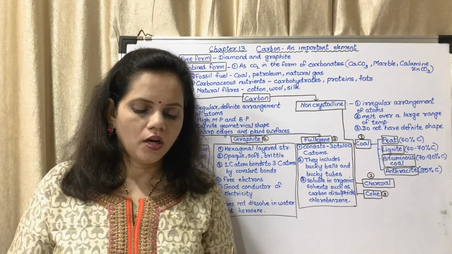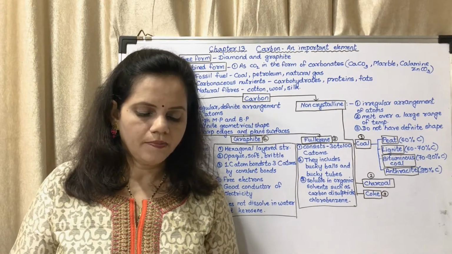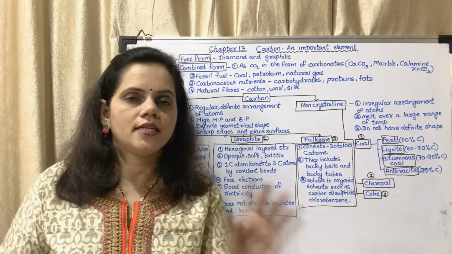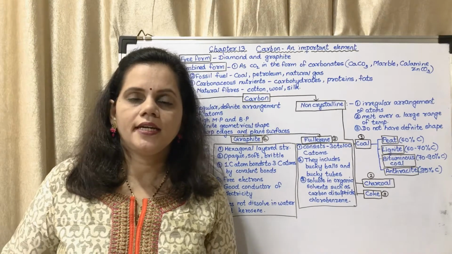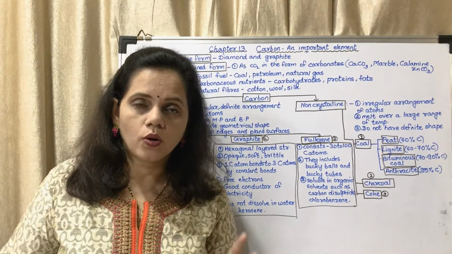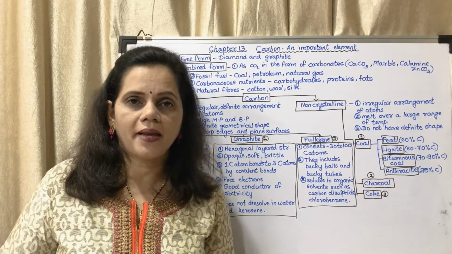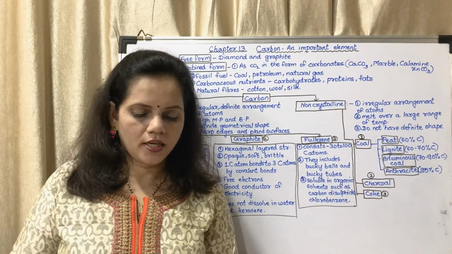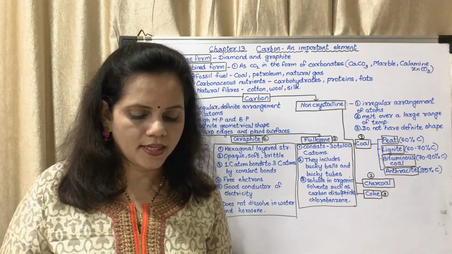Uses of coke. Used as domestic fuel. Coke is used as a reducing agent. Now this coke is not the coke which we drink. It is given the name coke due to its color. Due to the black color, they might have given the name coke. So here coke is used as a reducing agent.